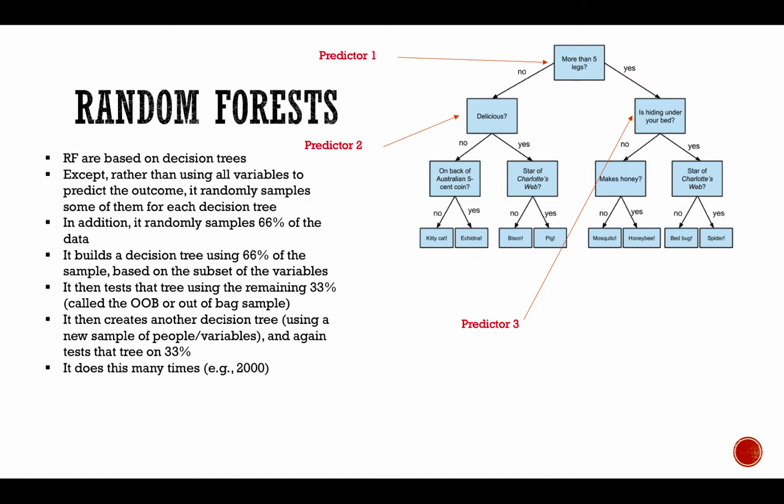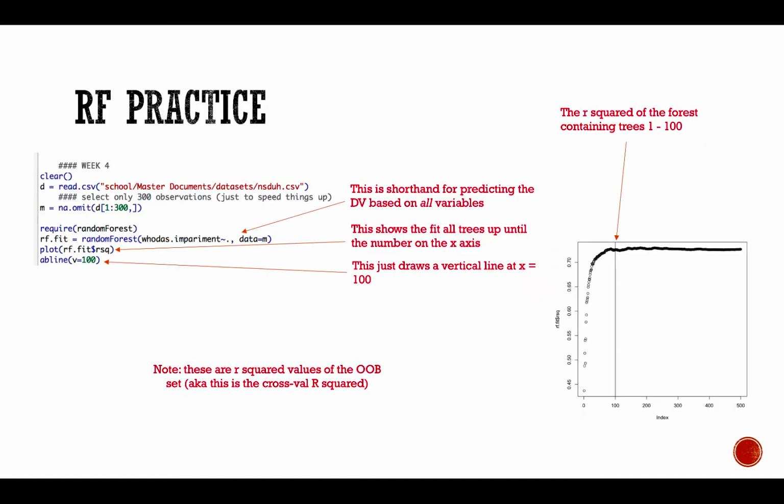So Random Forest creates one decision tree based on one set of predictors and one subset of the sample. Then it creates another one based on another set of predictors and another subset of the sample. And it does this many, many times, like 2,000 times or something like that. That's why they call it random forests, because you have a ton of decision trees. You have like 2,000 decision trees.